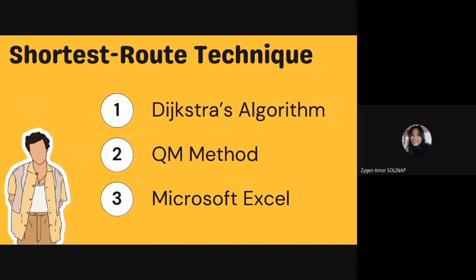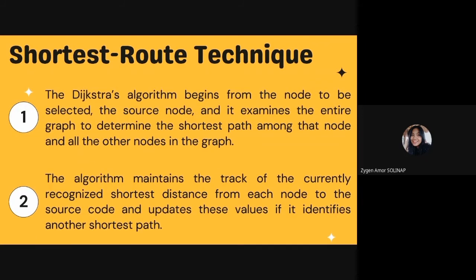Later, we will also learn how to use software applications in solving the shortest route. Dijkstra's algorithm begins from the node to be selected, which is the source node, and it examines the entire graph to determine the shortest path between that node and all the other nodes in the graph. The algorithm keeps track of the currently recognized shortest distance from each node to the source node and updates these values if it identifies another shorter path.